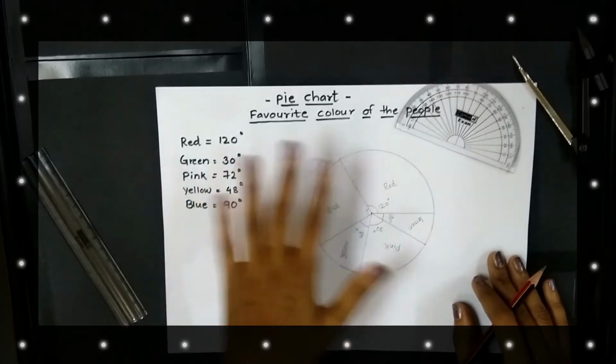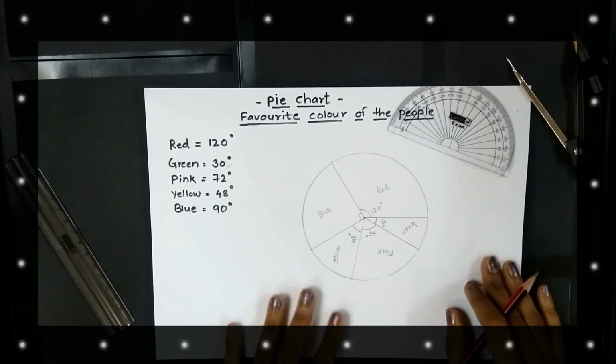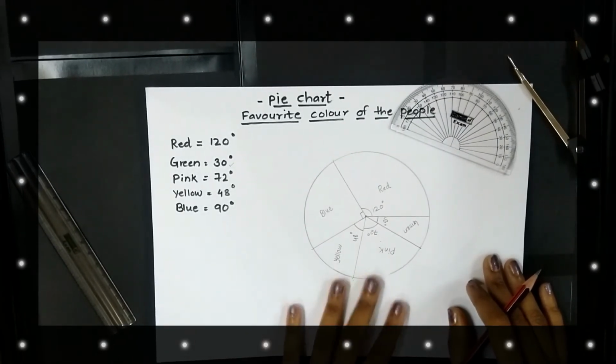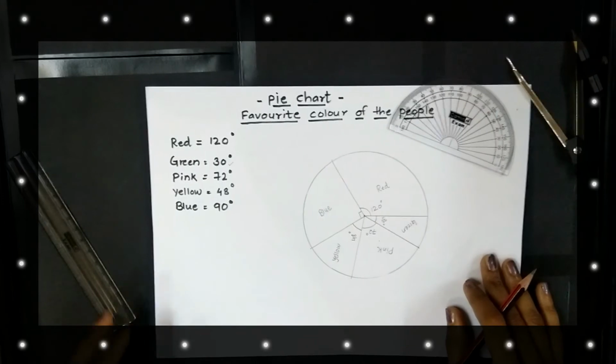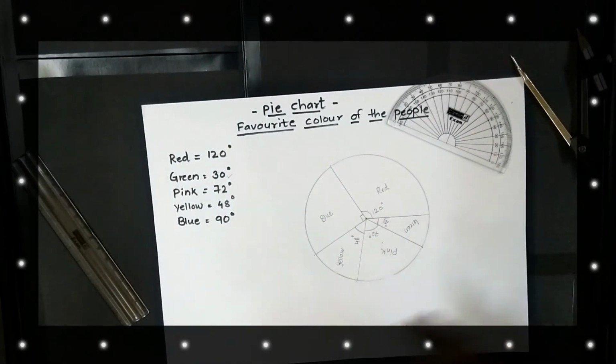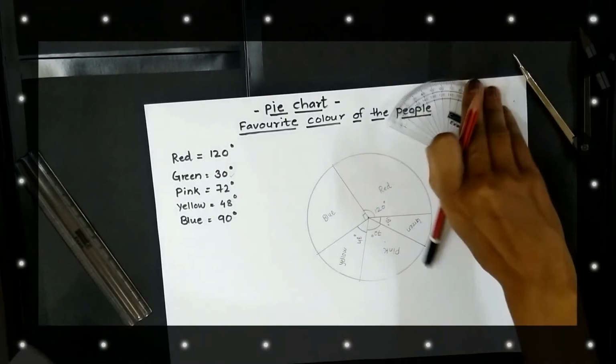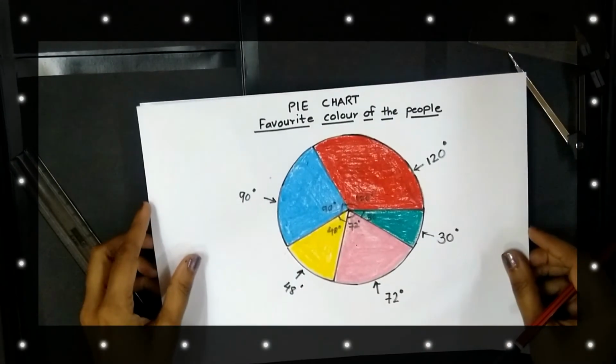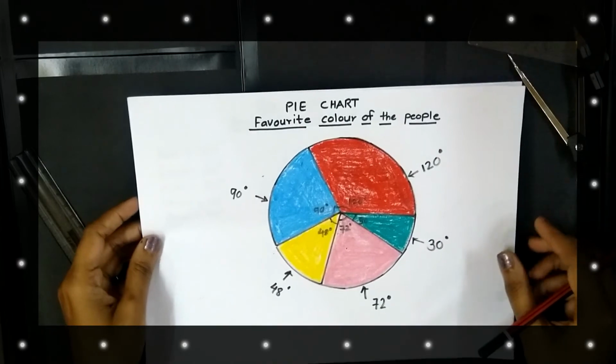After completing the drawing of the pie chart, if you want to make your pie chart a little bit more attractive and you have time, you can color it also. I have already done one colored pie chart over here, which will somewhat look like this after I have completed the pie chart.